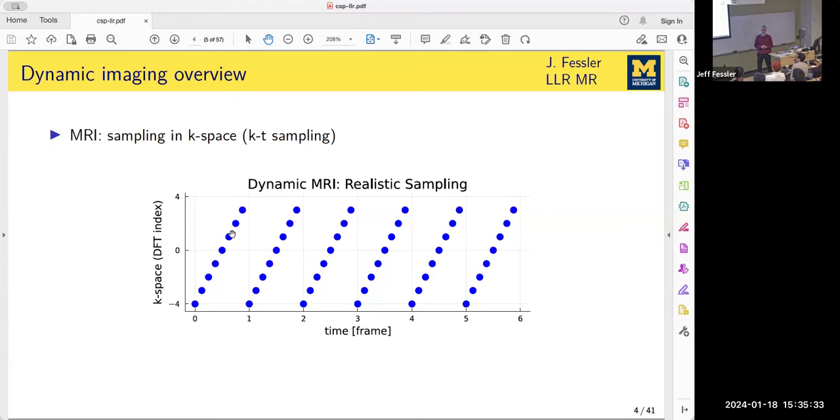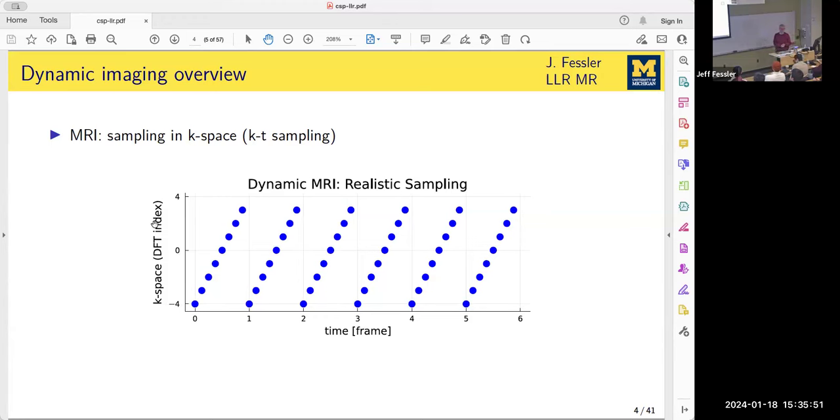So there's no such thing as a fully sampled dynamic MRI data set, because you can think of this as a big matrix completion problem, right? There's a time axis here and a K-space axis here. And we would really like to have every point in this 2D grid available to us, but we never can get that.